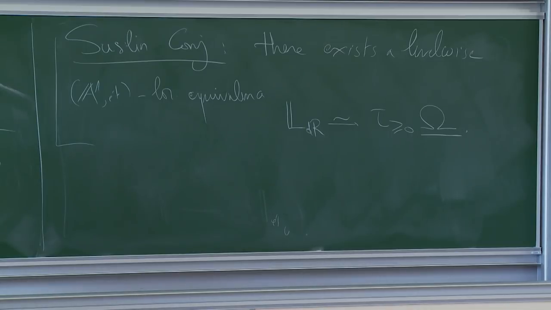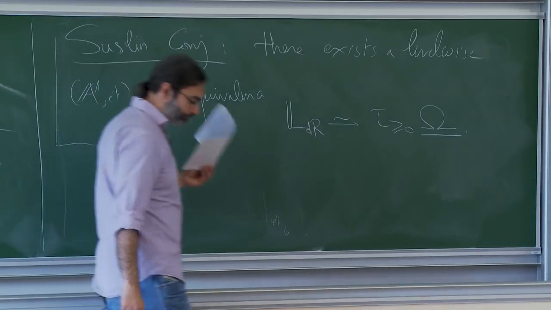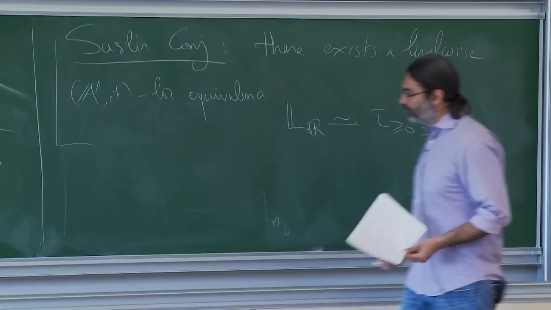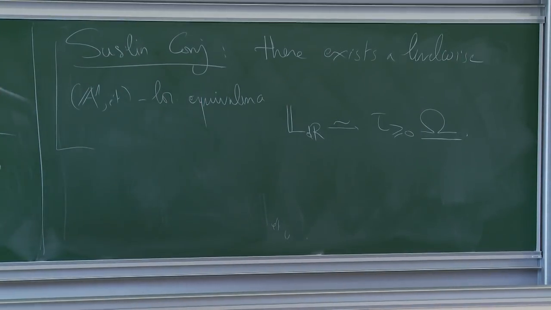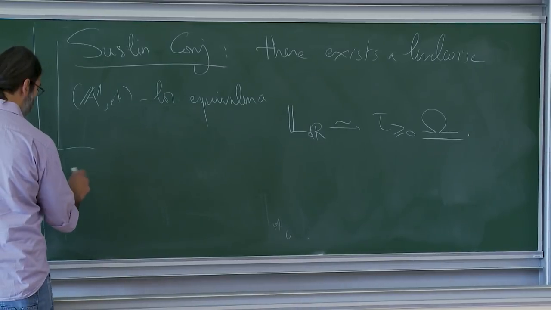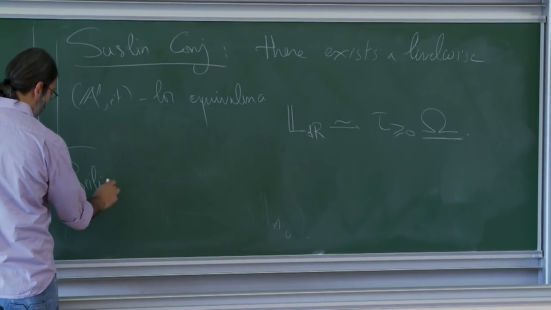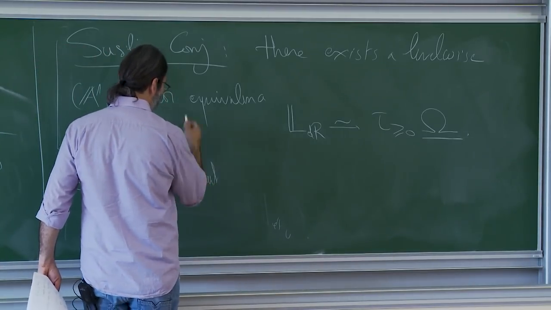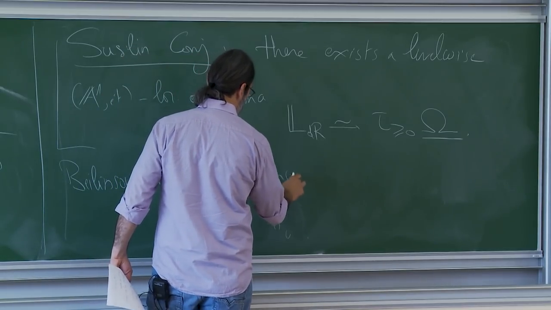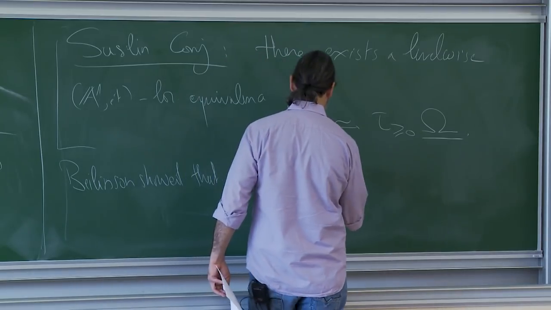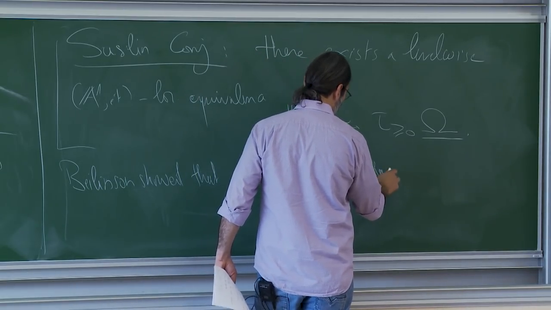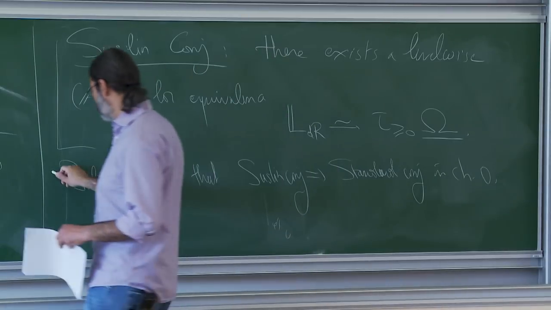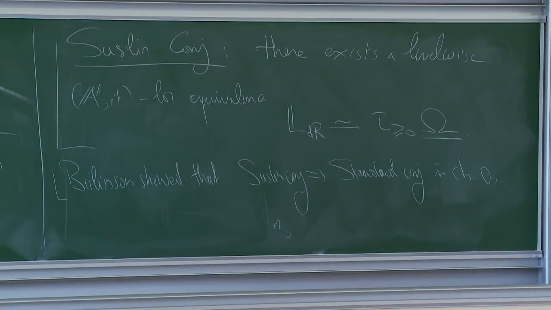Suslin conjecture. So, contrary to the Beilinson and Lichtenbaum conjectures, this is still open and probably will stay open for some time. In fact, it may be worth mentioning that Beilinson has shown that this conjecture, the Suslin conjecture, in fact implies the standard conjecture in characteristic zero. So it's really a deep conjecture.